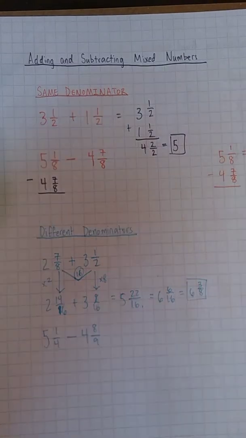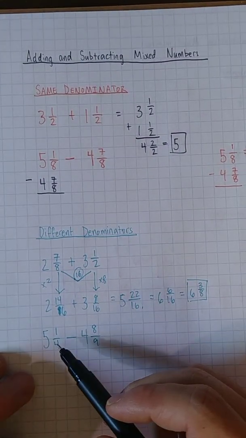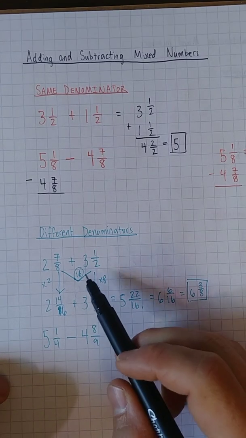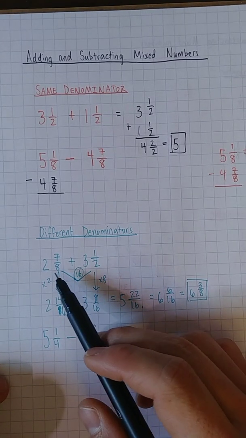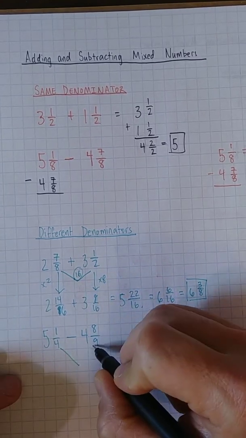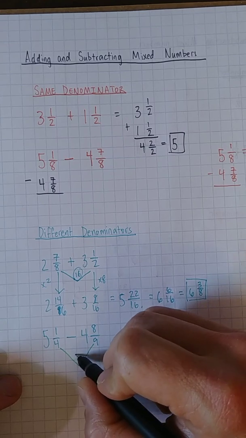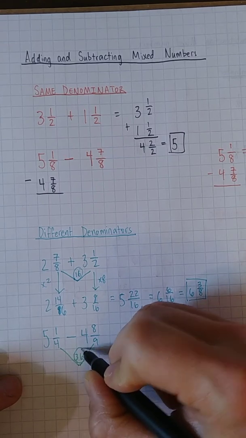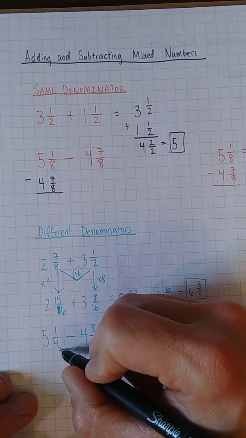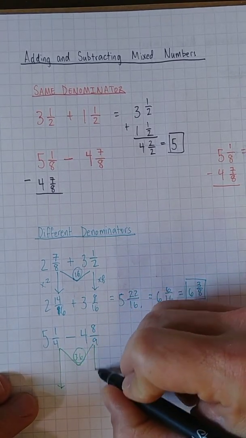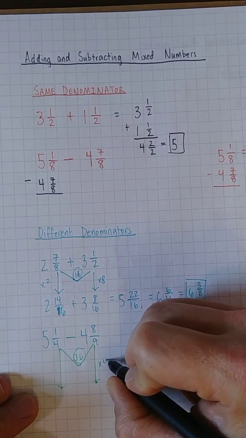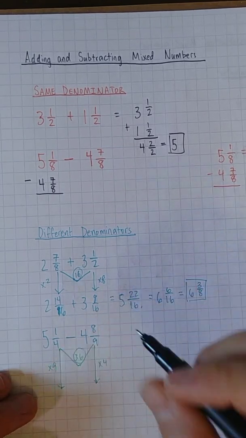I'm going to pick a different pen color. 5 1/4 minus 4 8/9. So we're going to do the same thing as we did up here. Find a common denominator by multiplying them together. So 4 times 9 we know is going to be 36. And I'm just writing this in here just so I remember this is turning into 36 and this fraction is turning into 36. Okay, this would be times 4 and this is times 9.